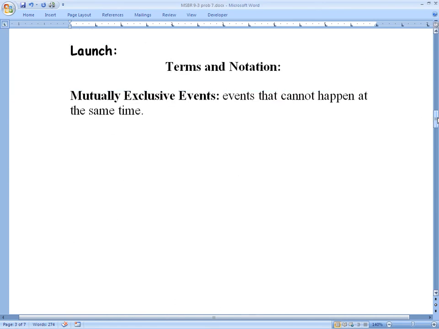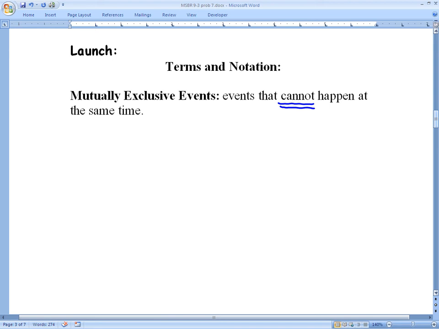So to start with a very brief definition here on mutually exclusive events. Mutually exclusive events are events that cannot happen at the same time. Examples of this would include being in a room. What's the probability I'm in room 309 and 308 at the same time? Yeah, it's 0. It cannot happen. I cannot be in two different places at the same time.